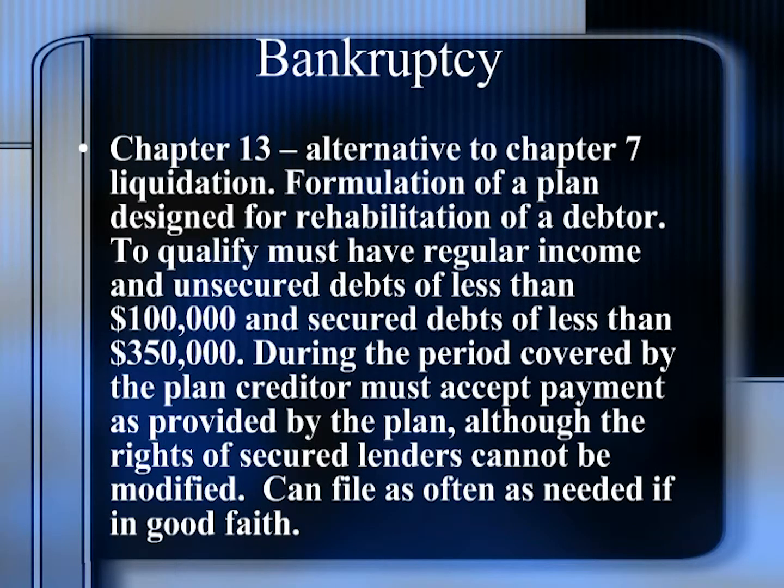Chapter 13 bankruptcy would be an alternative to Chapter 7 liquidation. It's the formulation of a plan designed to rehabilitate a debtor, but to qualify you must have regular income and unsecured debts of less than $100,000 and secured debts of less than $350,000. During the period covered by the plan, the creditor must accept payment as provided by the plan. Although, one caveat is that the rights of the secured lenders, which in most cases would be the mortgagee, cannot be modified. You can file as often as you need to, but in good faith.